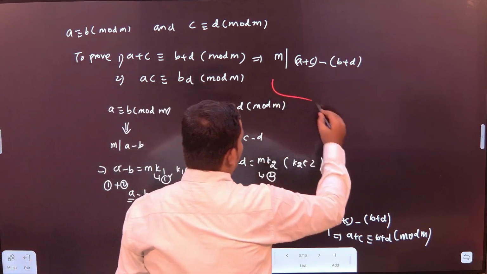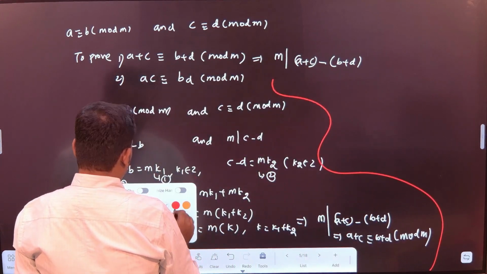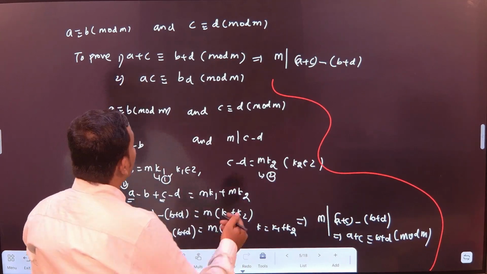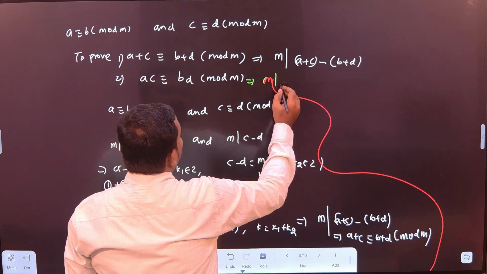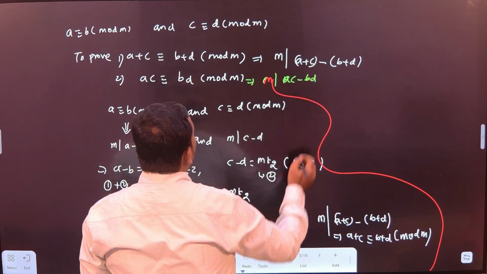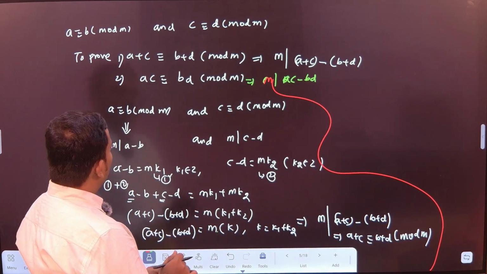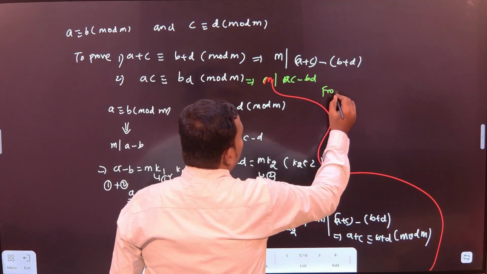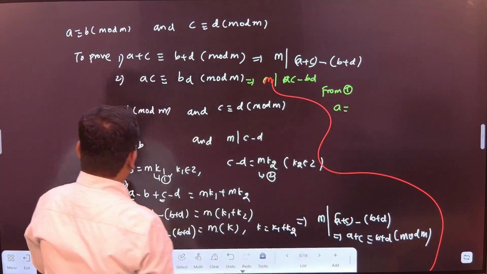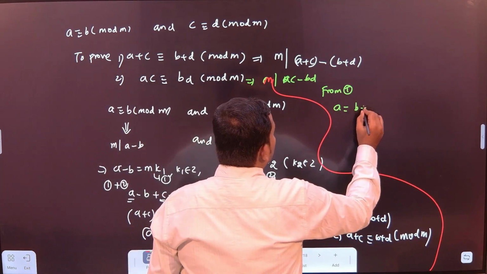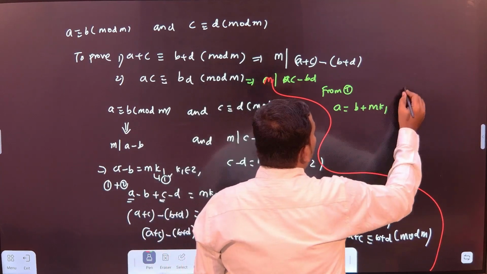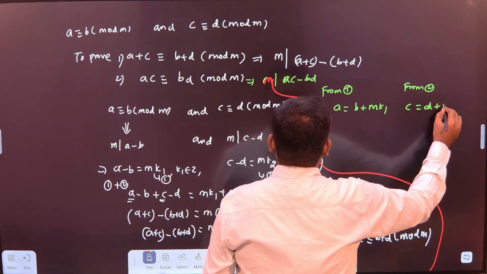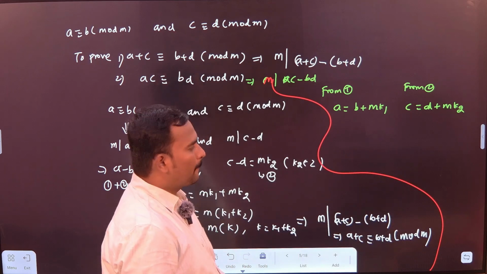Next one, you can see. What can we do here? AC is congruent to BD modulo M. That means M divides AC minus BD, right? You have to prove this one. But you already know what A is. From 1, we can say A is equal to B plus M times K1, sending B to the right side. In the same way, from 2 we can say C is equal to D plus M times K2. Clear? Okay.